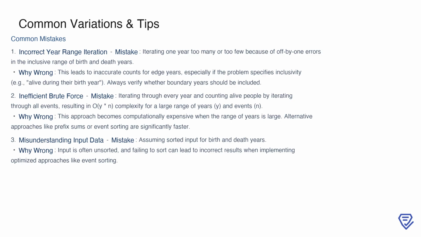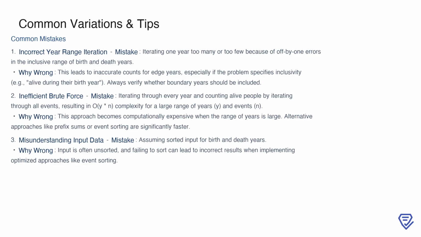Here, let's address some common mistakes that often trip up programmers when solving the maximum population year problem. The first mistake involves iterating over an incorrect range of years, which typically happens due to off-by-one errors. For instance, the problem might specify that a person is alive during their birth year, but not their death year. Misunderstanding this can lead to inaccuracies, especially at the boundary years. Always double-check whether the range is inclusive or exclusive for birth and death years.